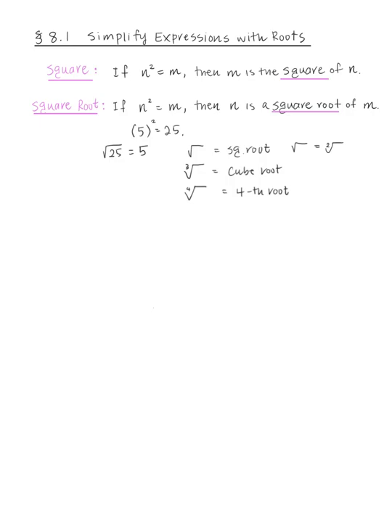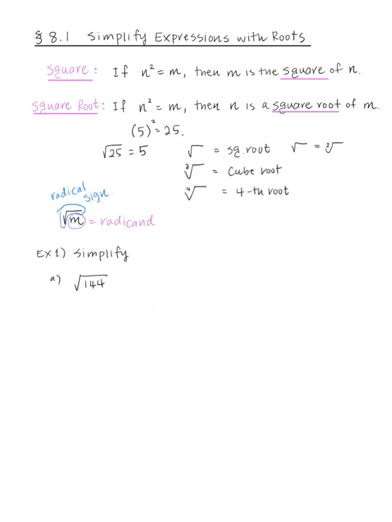Now, whatever sits inside of the radical is called the radicand. So if I have something like square root of m, then we say that m is the radicand. And of course, this notation here is the radical sign. Just a little vocabulary here.